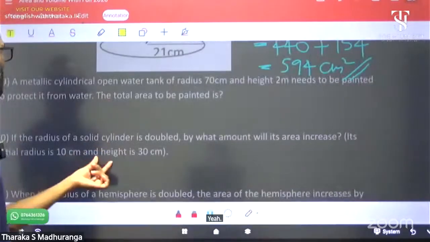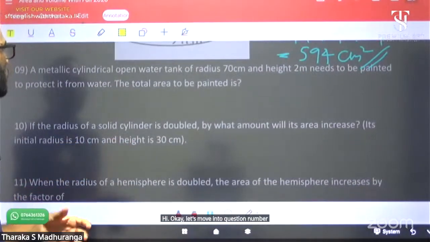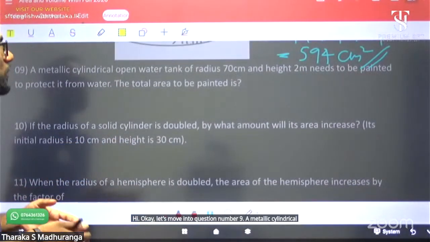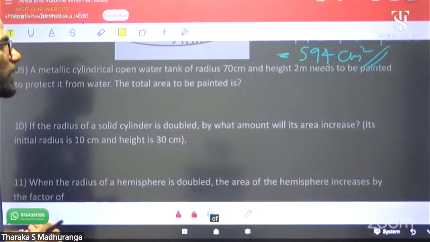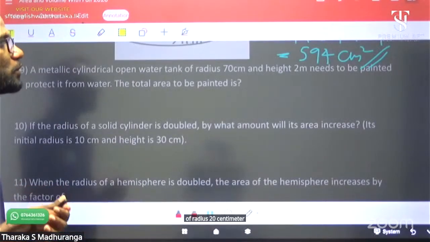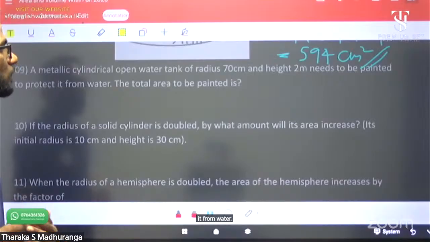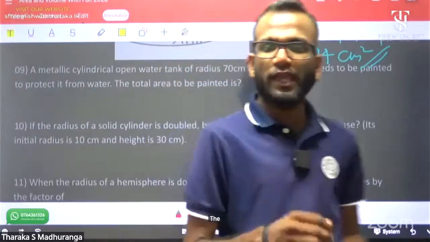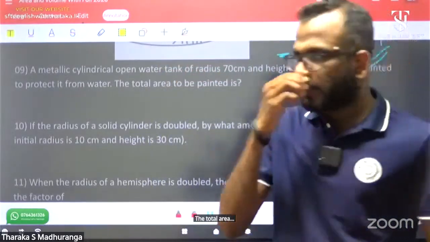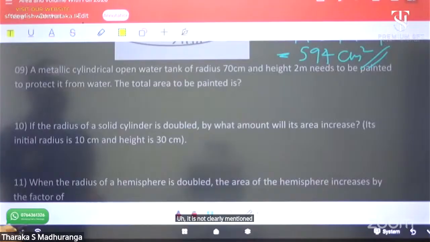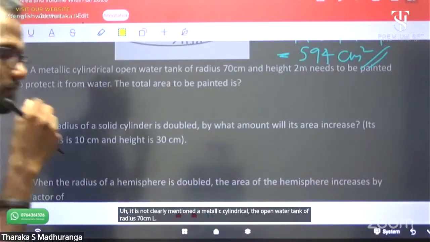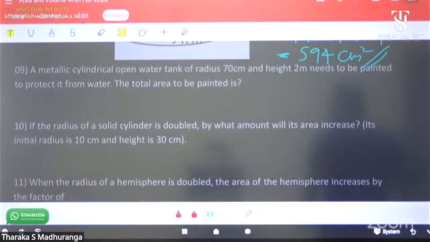Okay, let's move on to question number 9. A metallic cylindrical open water tank of radius 70 centimeter and height 2 meter needs to be painted to protect it from water. The total area to be painted is, the total area. It is not clearly mentioned. Give me a second.